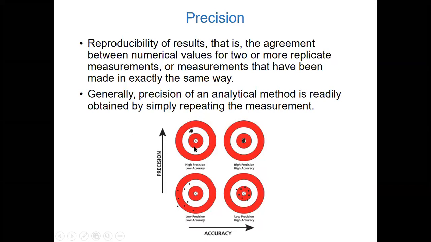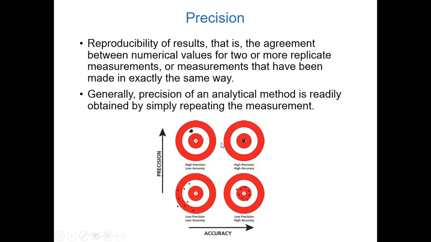And how about this one? True value is here, and all the data comes under this range. So it has high precision because the reproducibility is high. But even though it has high precision, the value is highly deviated from the true value. Therefore, it has low accuracy.